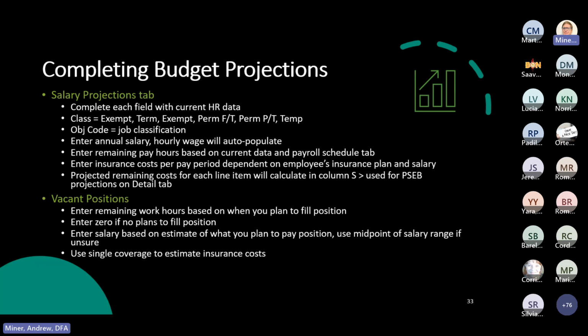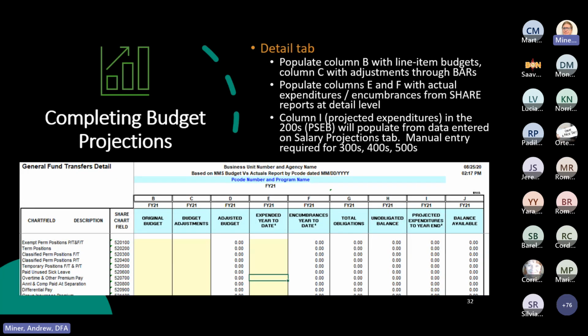Then your insurance cost per pay period, depending on insurance plan and salary. And then it's going to take all that information that you entered for the employees on that tab, and it's going to project out the remaining cost for each line item in the 200 category over in column S. And that's then brought back and used to populate the projections column, column I, on the detail tab.